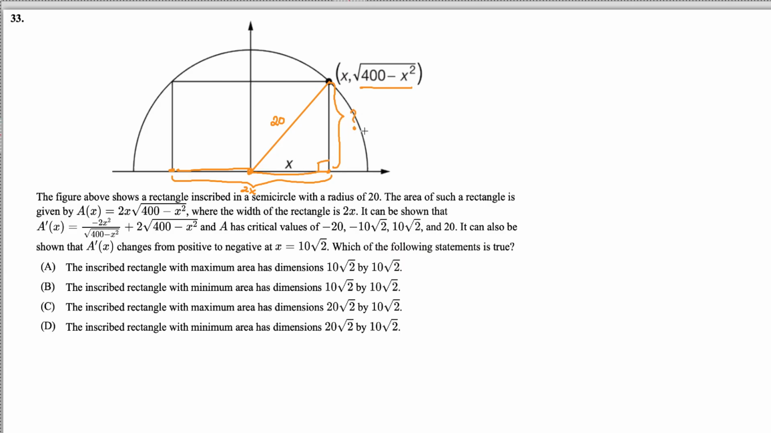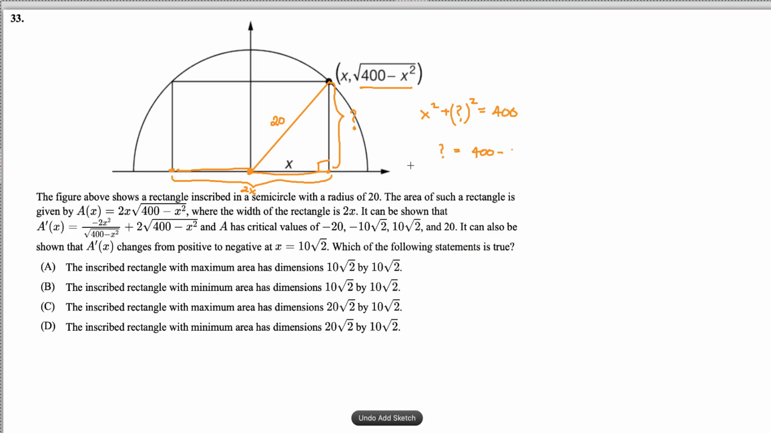If I don't know what this length is, I know this side squared plus this side squared equals this side squared. So I know x squared plus whatever question mark squared has to equal 20 squared, which is 400. Now I solve for question mark by subtracting x squared and taking the square root of both sides, and you should see that question mark is just the square root of 400 minus x squared.